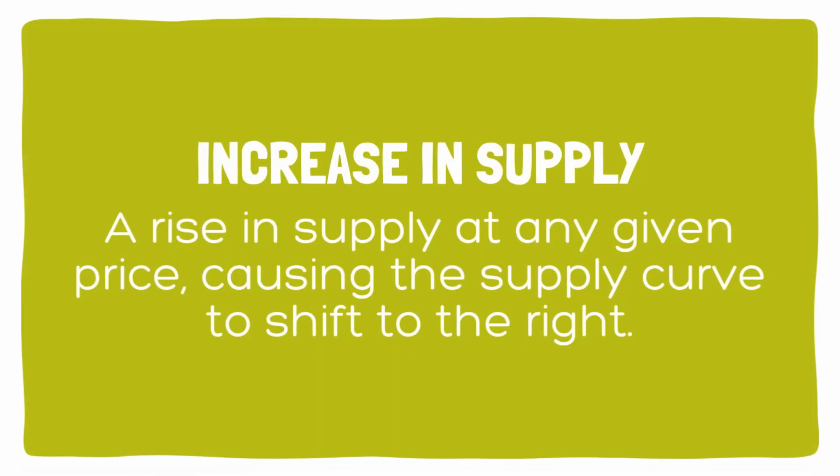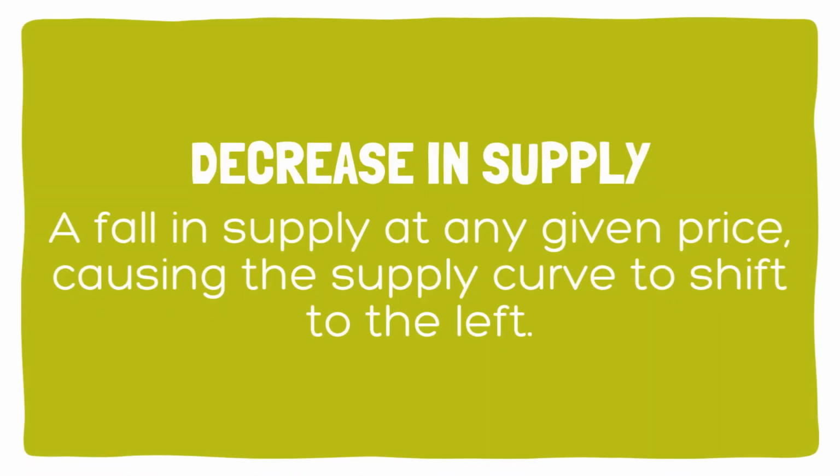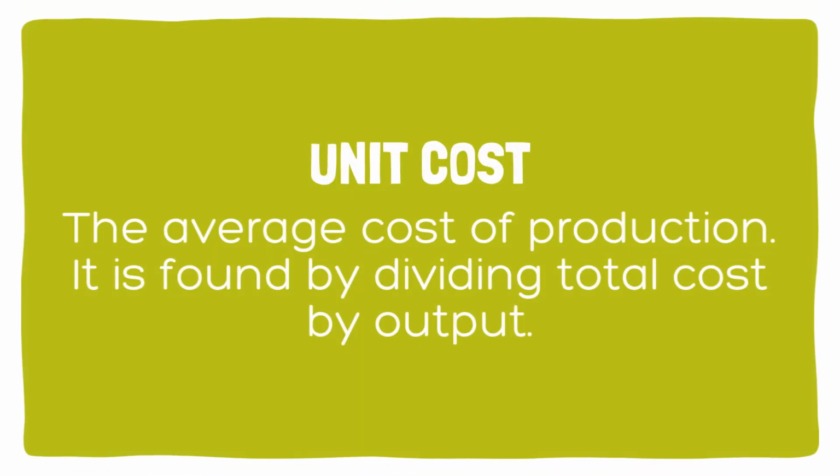Increase in supply is a rise in supply at any given price, causing the supply curve to shift to the right. Decrease in supply is a fall in supply at any given price, causing the supply curve to shift to the left. Unit cost is the average cost of production and is found by dividing total cost by output.